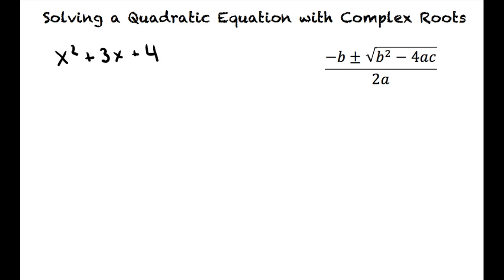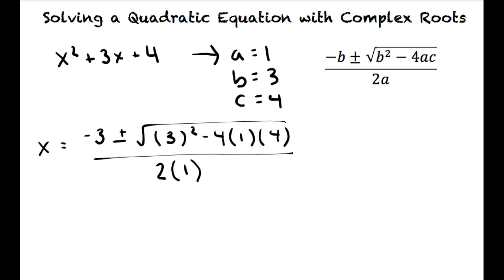x squared plus 3x plus 4. In this example, a equals 1, b equals 3, and c equals 4. Now we can plug these values into the quadratic equation. That gives us negative 3 plus or minus the square root of 3 squared minus 4 times 1 times 4, all over 2 times 1.